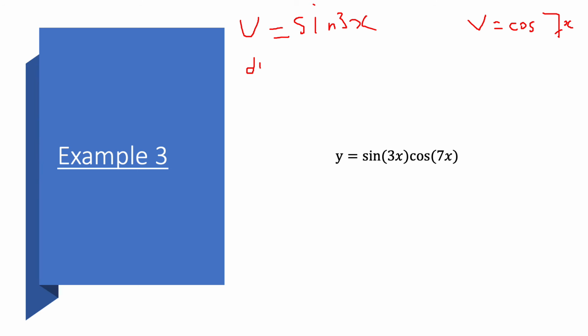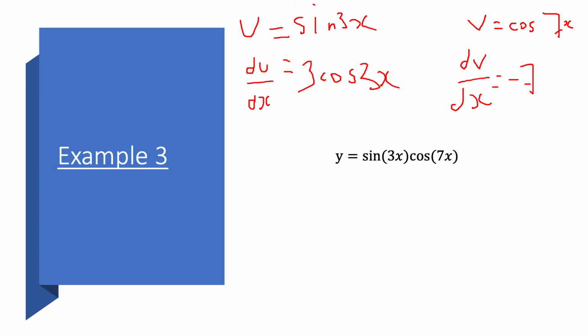Differentiating sine 3x using the chain rule, so it's going to be 3 cos 3x. So 3 cos 3x, guys. And differentiating cos of 7x, well, dv by dx just goes to minus 7 sine 7x using the chain rule. Okay, so that is my answer so far.